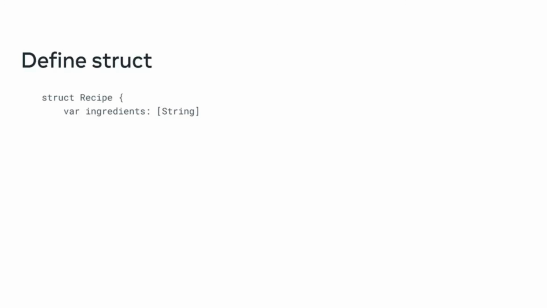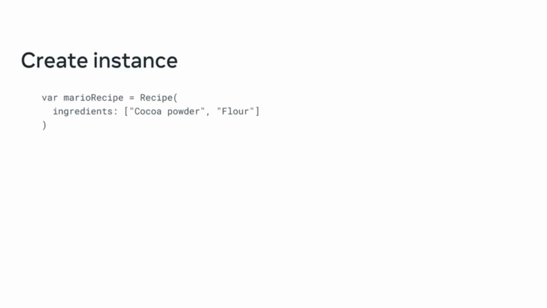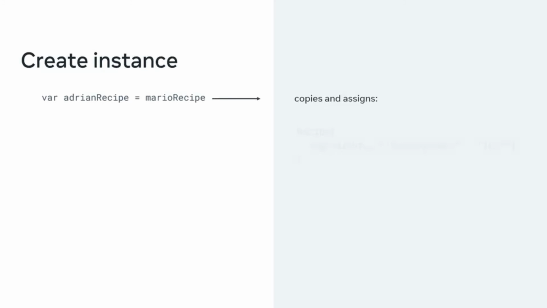First, you define a recipe structure with an ingredients property of type string array. Then, you create a recipe instance with cocoa powder and flour for the ingredients parameter and assign it to a Mario recipe variable. Next, you assign the Mario recipe variable to a new variable called Adrian recipe. This copies and assigns Mario recipe's value to Adrian recipe. Adrian recipe is now another instance of the recipe structure with its own copy of the ingredients.